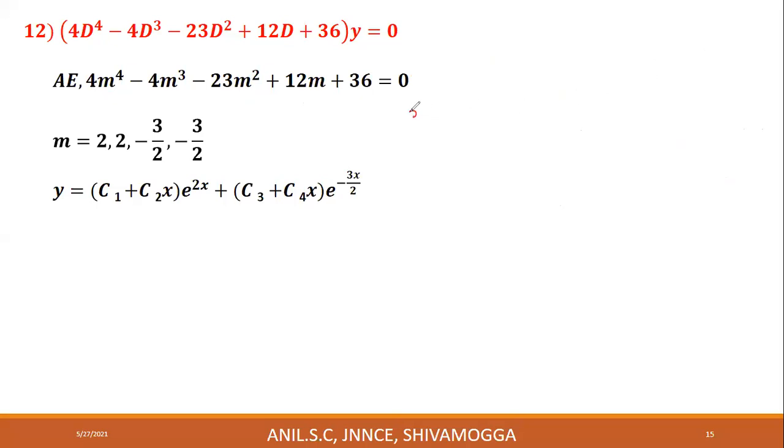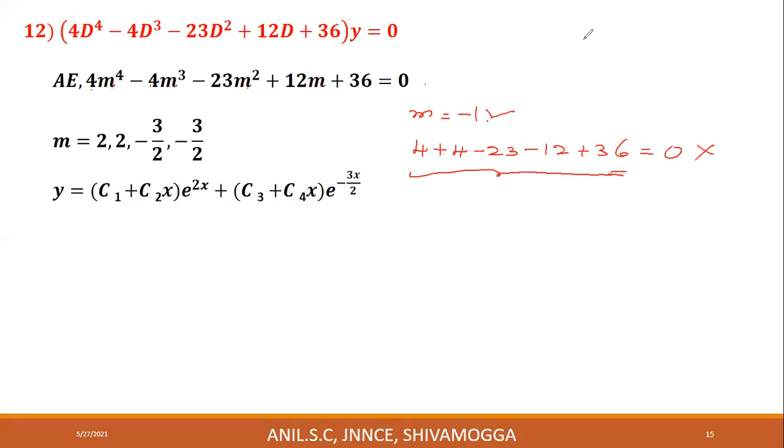Next, we check m is equal to minus 1. When m is equal to minus 1, 4 into minus 1 whole power 4 is 4 into 1, which is 4. Minus 1 whole cube is minus 1, and minus 1 into minus 4 is plus 4. Minus 1 whole square is 1, and 1 into minus 23 is minus 23. 12 into minus 1 is minus 12, plus 36. Is this equal to 0? Is this LHS equal to 0? Clearly, this is not equal to 0. Therefore, m is equal to minus 1 cannot be a root of this equation.